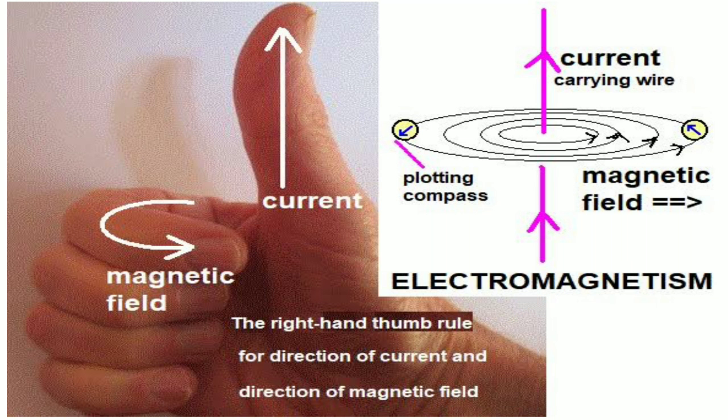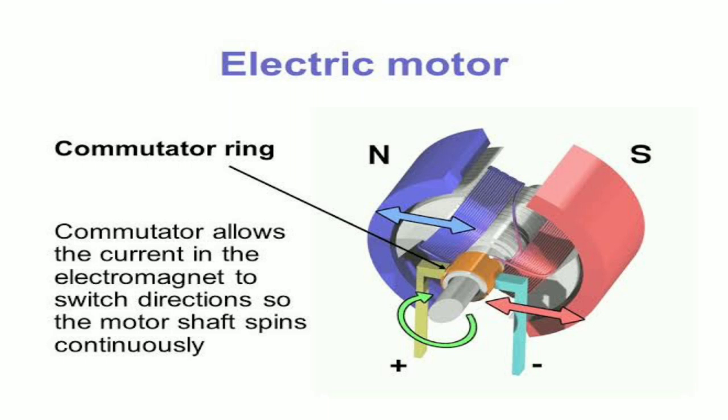And there is a rule that you also learned in 10th standard called the right hand thumb rule. This rule helps to know the direction of the magnetic field because of the current flow. If you keep your thumb like that, the thumb indicates the direction of the current, and the curly fingers indicate the direction of the magnetic field. So that is what the right hand thumb rule says. Then this is an electric motor.